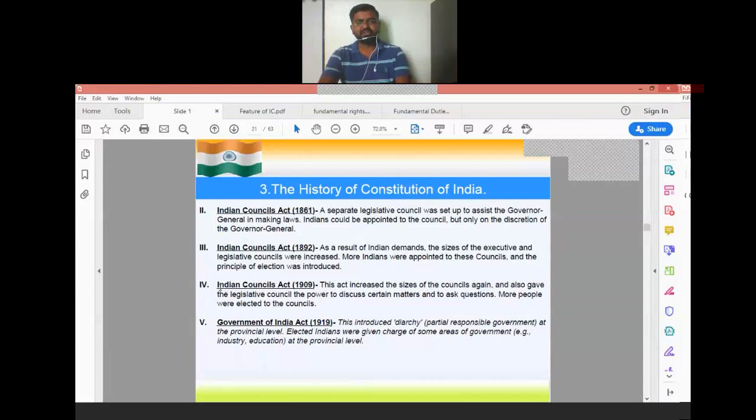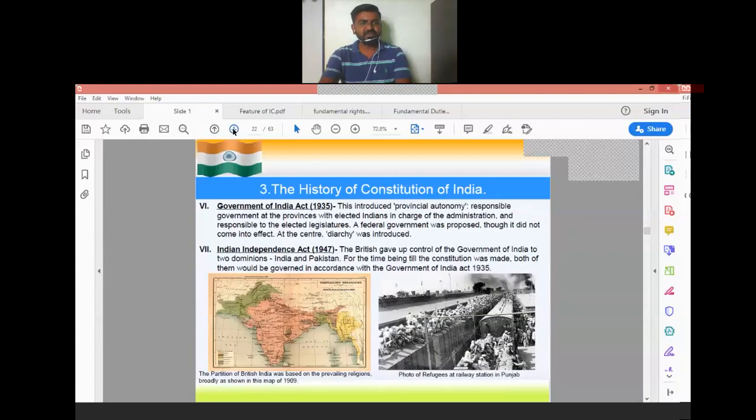Then, in the year 1909, the Indian Councils Act increased the size of the councils again. So it was modified. The legislative councils were given powers to discuss certain matters and ask questions, and more members were elected to the councils, so the majority increased. The power increased. The Government of India Act 1919. Then the Government of India Act 1935.